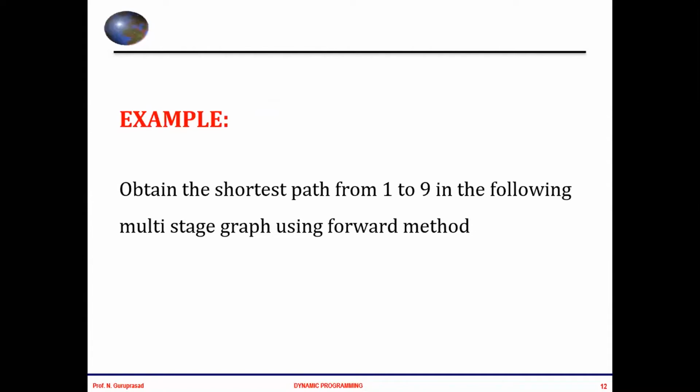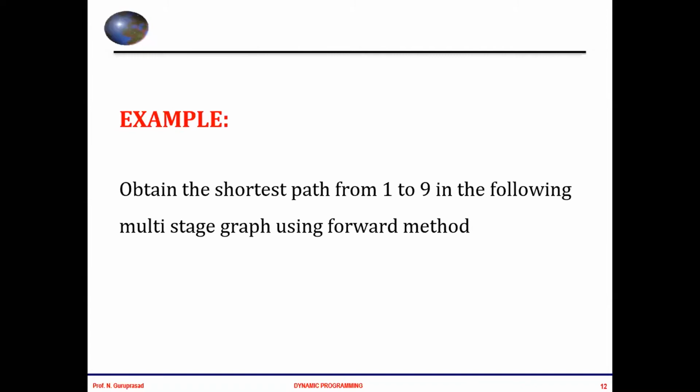So please take down the example. We will solve this multi-stage graph problem. Obtain the shortest path from 1 to 9 in the following multi-stage graph using the forward method. This is how you will get questions in the exam. Don't go by this vertex numbering from 1 to 9, because professionally it's always good to write vertex numbering from lower vertex to higher vertex. But what is more important in the problem statement is the terminology, correct? Here we are asking you to obtain the shortest path using the forward method, correct?